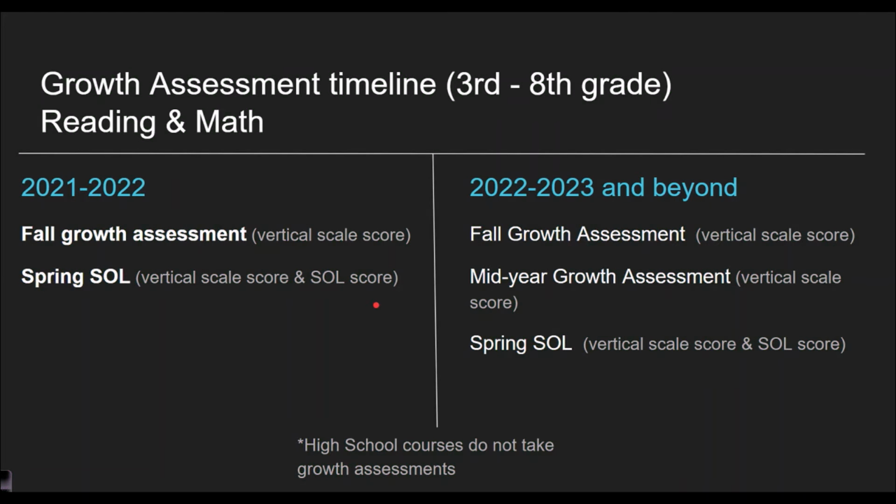Again, these assessments are for students in 3rd through 8th grade. However, if a student is enrolled in a high school course, they do not take growth assessments. So for 8th graders in Algebra 1, you will only receive one report, which is their reading growth assessment and not their math growth assessment.